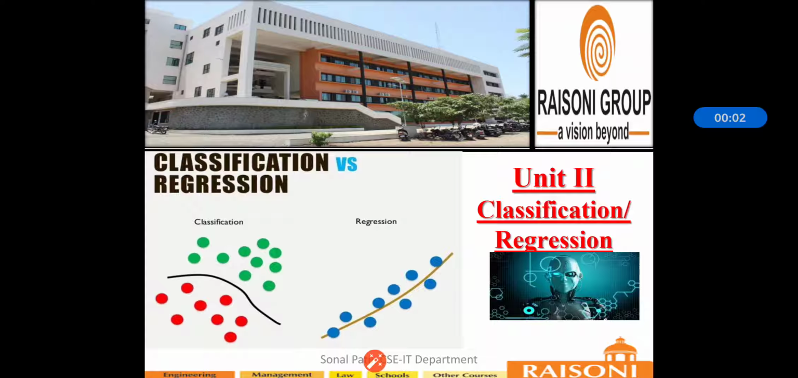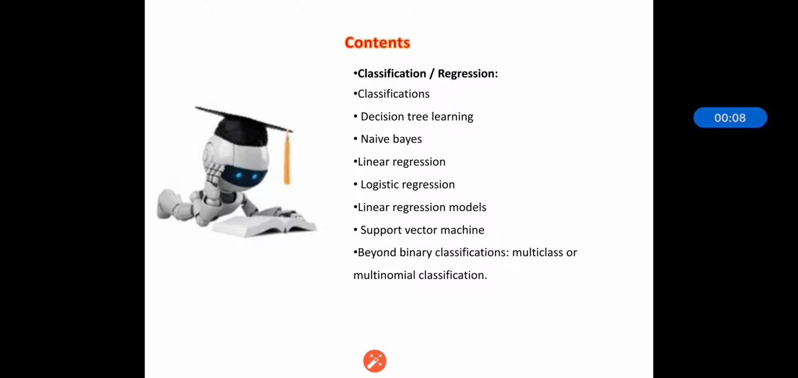So dear students, we will start unit 2, that is classification and regression, today. The contents of classification and regression are classification, decision tree learning, Naive Bayes, linear regression, logistic regression, linear regression models, support vector machines, and beyond binary classification, multi-class or multinomial classification.